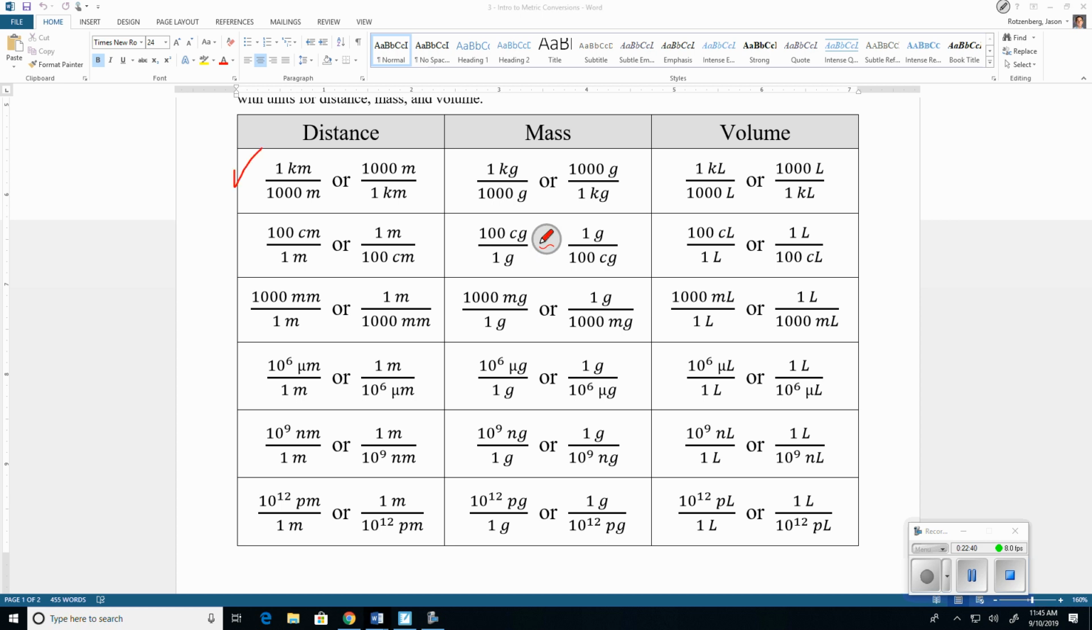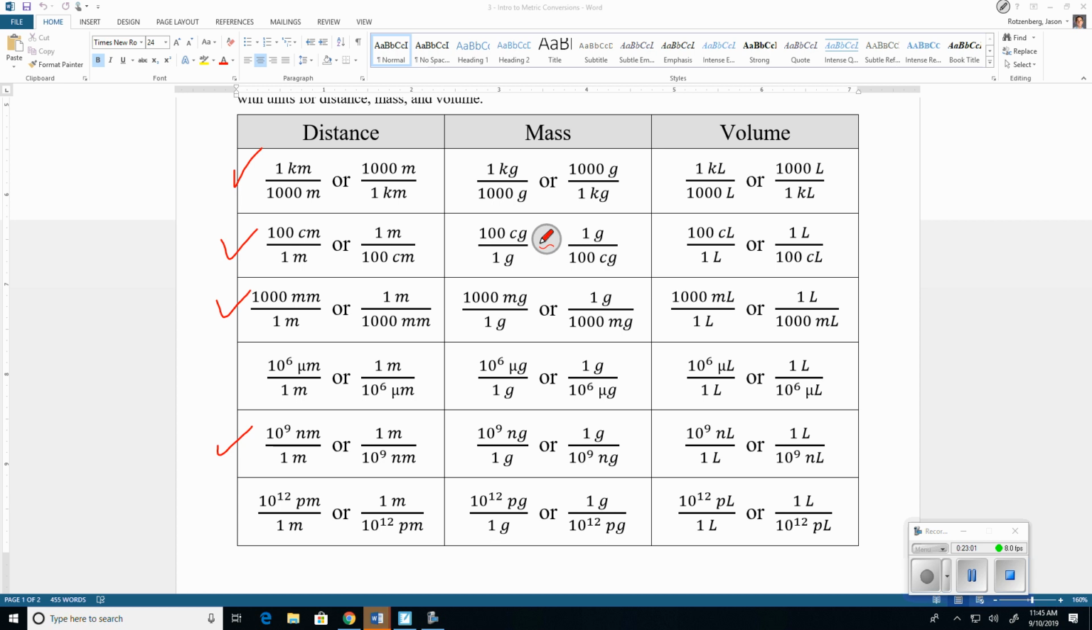You should know this one. Kilometer to meter, that's a very common conversion. You should be able to do that. Centimeter to meter, you should know that one. Millimeter to meter, you should know that one. And the last one that we really haven't touched upon yet, but you have to start to get used to, the nanometer.